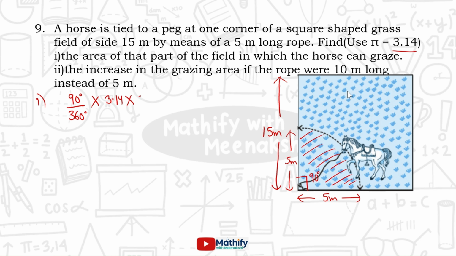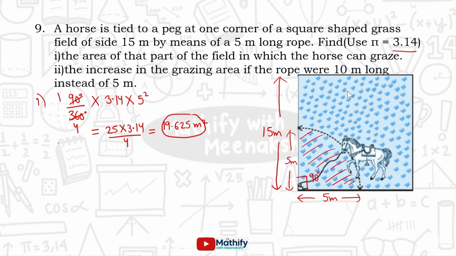R square, and R is 5 square. That means it's 1 by 4, 25 into 3.14 by 4. So your answer is 19.625 meter square.